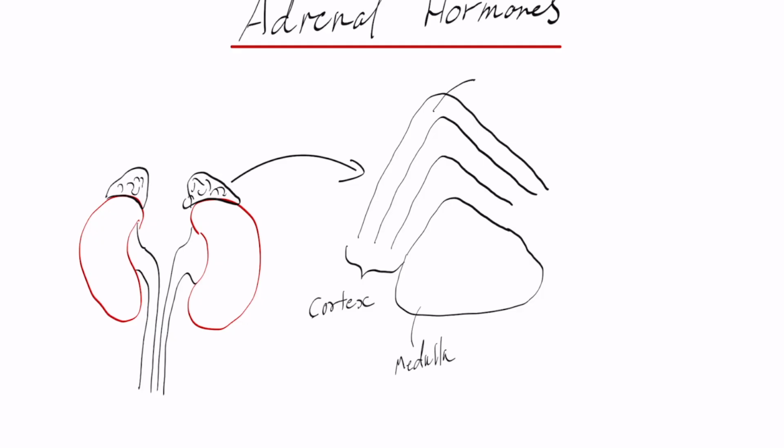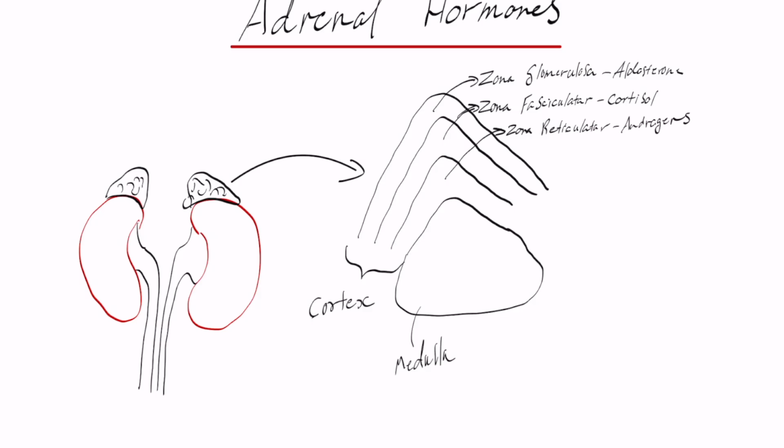Now, the 3 layers of the cortex are the zona glomerulosa, which releases aldosterone, the zona fasciculata, which releases cortisol, and the zona reticularis, which releases androgens such as testosterone. So a memory aid that I use to try and remember the layers of the cortex is GFR, which also represents glomerular filtration rate in the kidneys. So G is for glomerulosa, F is for fasciculata, and R is for reticularis.